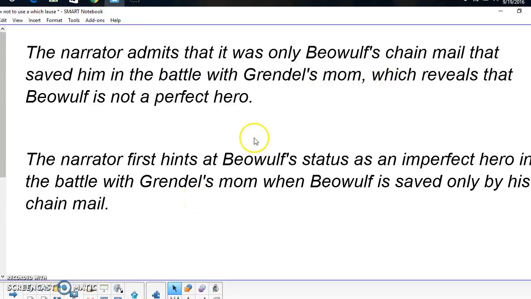So another way to do that is to sort of flip that bit, take this perfect hero thing, which is my main idea, and put it at the beginning. Narrator first hints at Beowulf's status as an imperfect hero. When is that? In the battle with Grendel's mom. And what is it about that battle that suggests this imperfect status? When Beowulf is saved only by his chainmail. And the next sentence is going to be, your reader's going to say to you, how does it do that? What is it about chainmail as the thing that saves him that suggests he's an imperfect hero? So this other strategy that you can use is to flip your sentence. If you originally wrote it with a which clause, take the stuff that's in the which clause and put it at the beginning. Take the stuff that started the sentence and put it at the end.